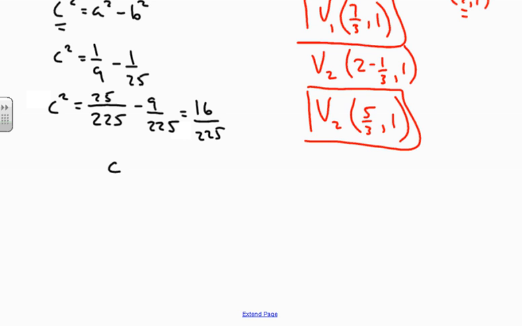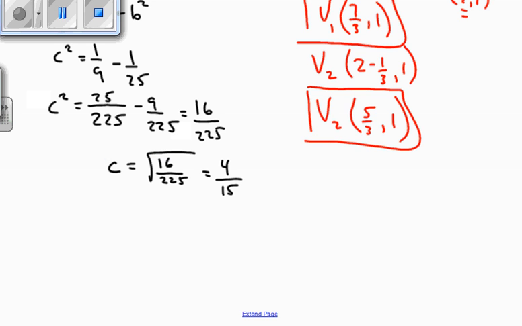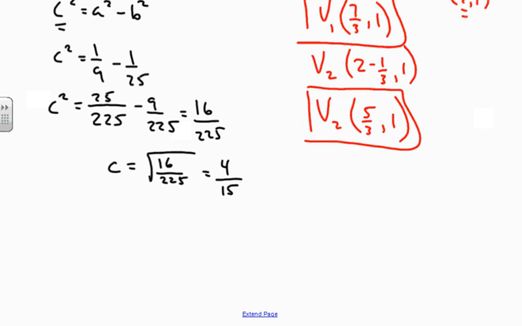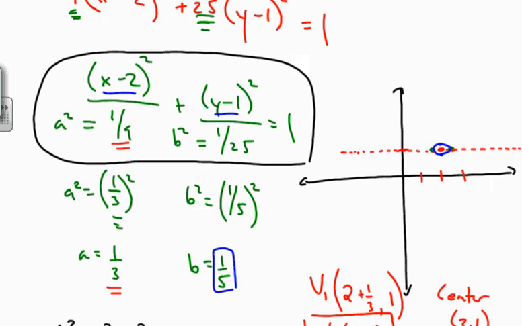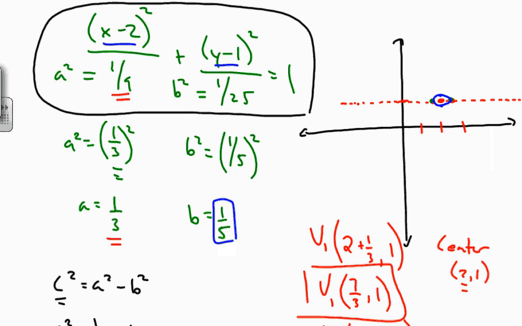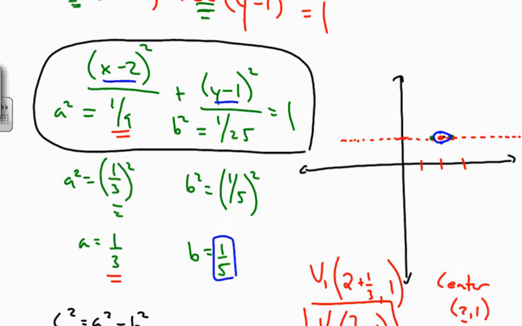From here, we're going to take the square root of 16 over 225, and what we have then is going to equal 4 over, I believe, 225 is 15 squared. And then it equals 4 over 15. All right, so we're rocking and rolling. So now let's figure out what our next values are. Our foci are going to be 4/15 away from our center.